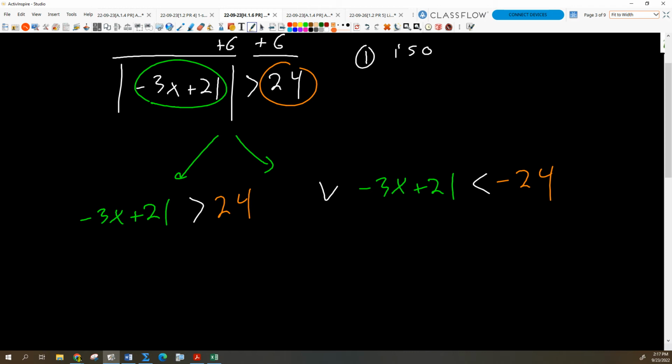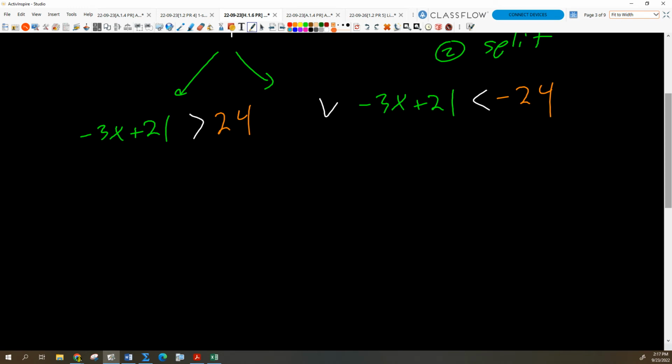Okay. And then we just solve both of those, right? And in both cases, all I'm doing is just subtracting 21 and dividing by negative 3, right? So what do we get over here if we do all that stuff? So step 2, let's keep track. Step 2 was split. Now we move on to step 3, which is solve, right? Okay, so if we subtract 21, what's that give us? Negative 3x is greater than 45? Oh, yeah, are we subtracting on that one? Subtracting.